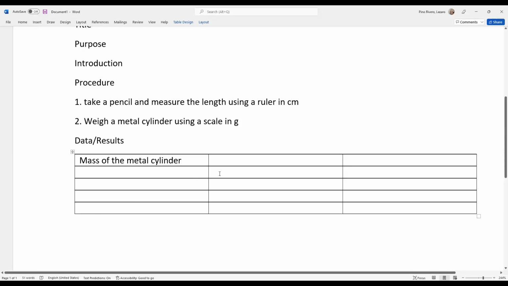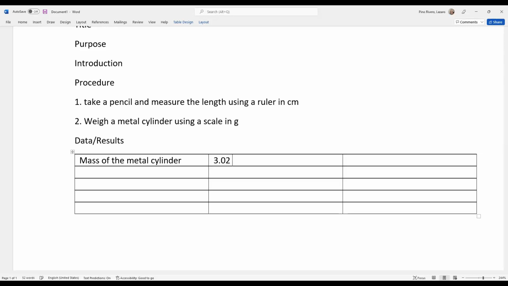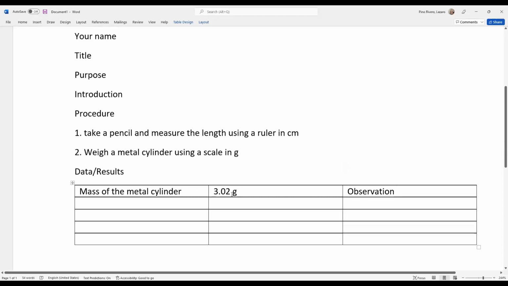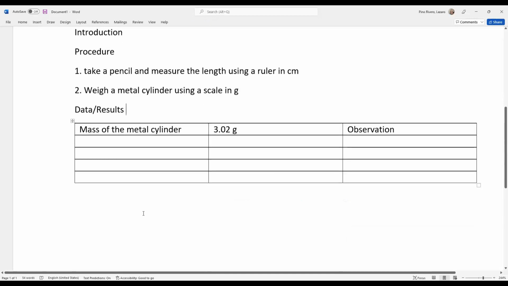Then here you will write the mass, for example, 3.022 grams. And maybe you have an observation here, and then you can write the observation. It is not mandatory. But if you put what you have done in the first activity, and then you write here the result, that's okay for me.